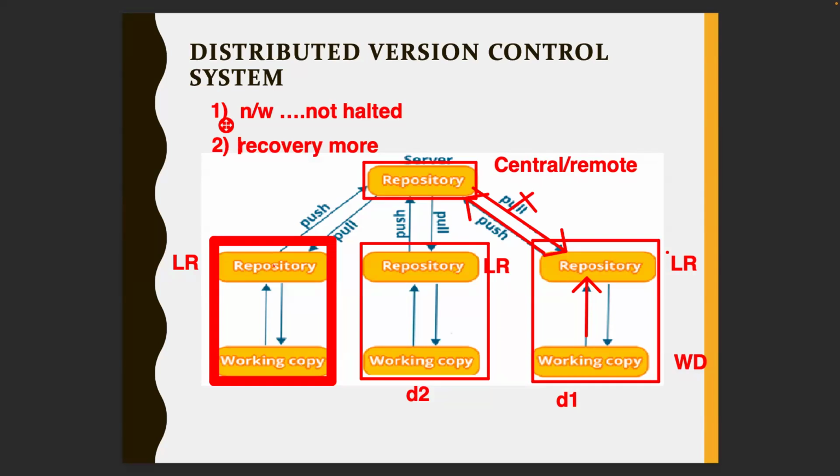Also, another thing is, because most of the time they work with the local repository, it is also faster because they just have to connect with their hard disk, right? So distributed version control systems are faster, and yes, Git falls under this category. Git is a distributed version control system.